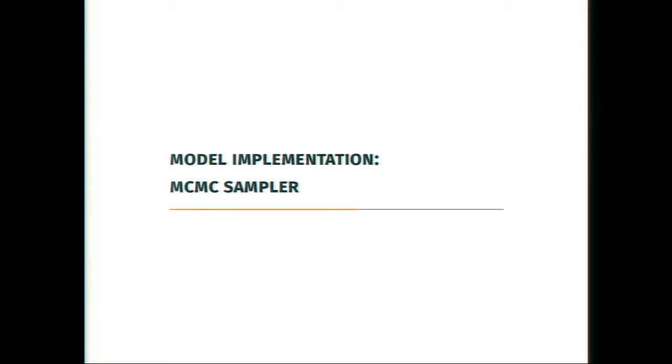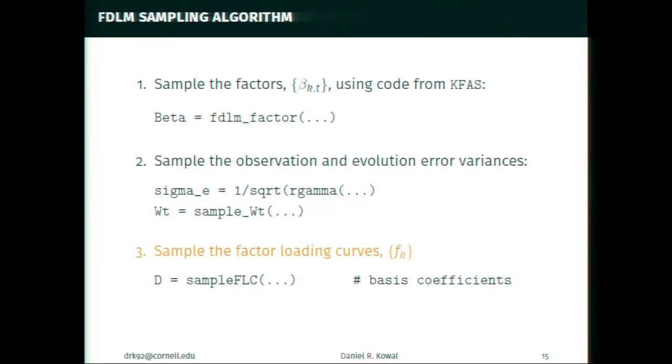So I'll go through some of the big blocks of this MCMC sampler, because that's the core of what the package does. If you're familiar with a Bayesian implementation of dynamic linear models or state space models, a lot of this will look fairly familiar, right? There's one step where you need to sample the factors or the states of this model. So using a simulation smoothing algorithm, which is available in that KFAS package, you can actually sample these betas jointly across both K and time.